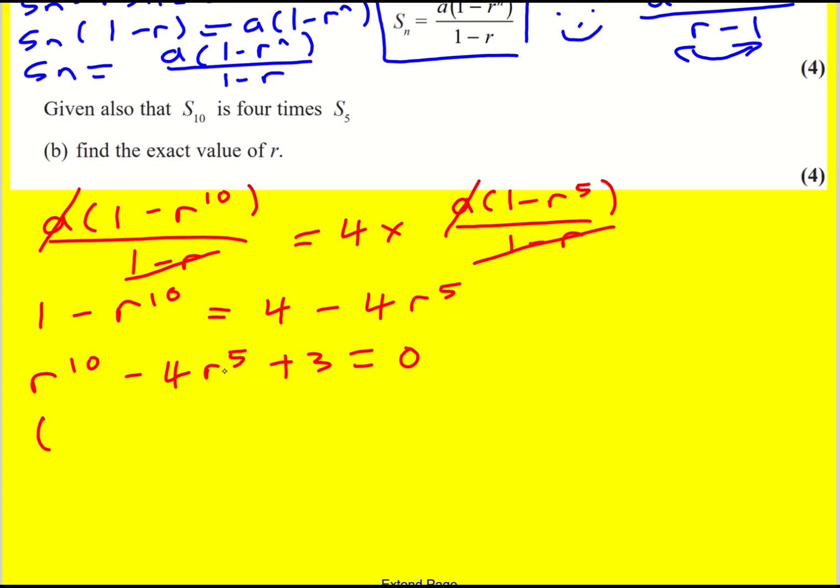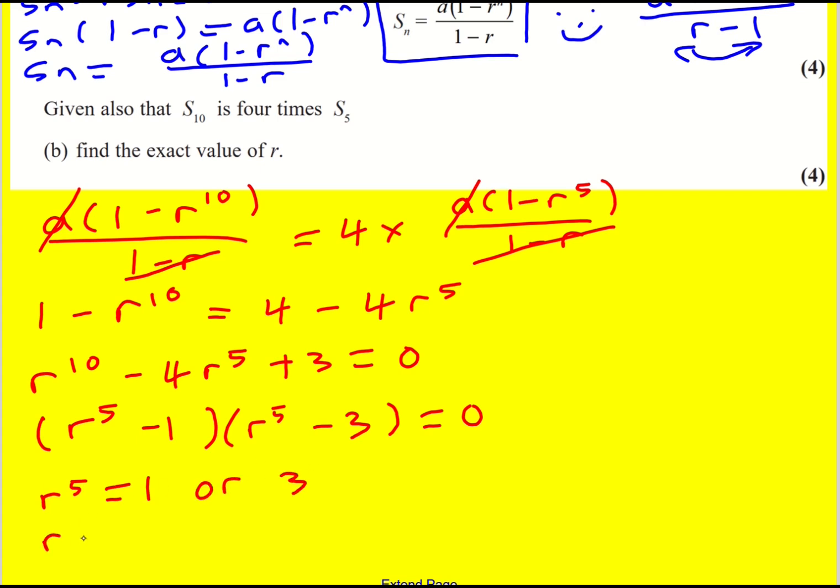You can do a substitution, u equals r to the 5, or you can just factorize with r to the 5. With the substitution, you can then use the quadratic formula if you want, but it does actually factorize nicely, so that's what I'm going to do. We get a minus 1 and a minus 3, and everything checks out. So r to the 5 is equal to 1 or 3.